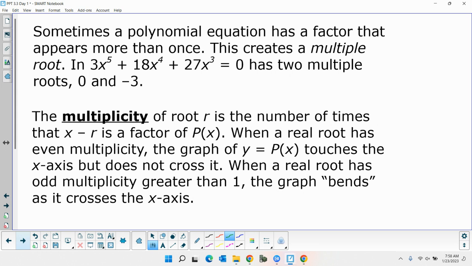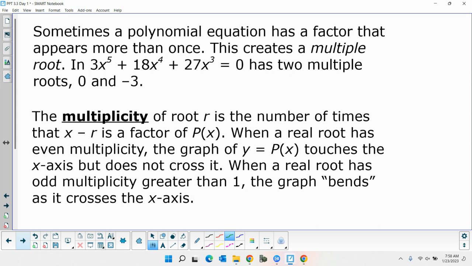When a real root has even multiplicity, meaning it works 2 times or 4 times or 6 times or 8 times, whatever, then the graph touches the x-axis but does not cross it. What did we call that last week? I called it something different than cross. Touches but does not cross. What did I call it? Bouncing, right? That's when it bounces, right?